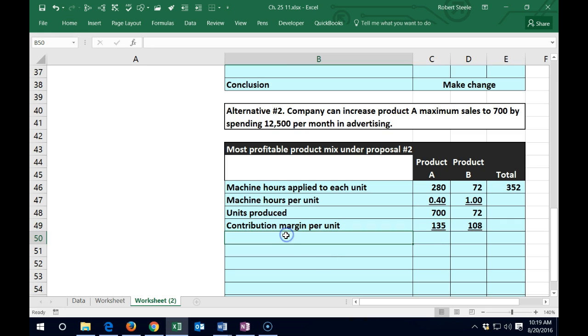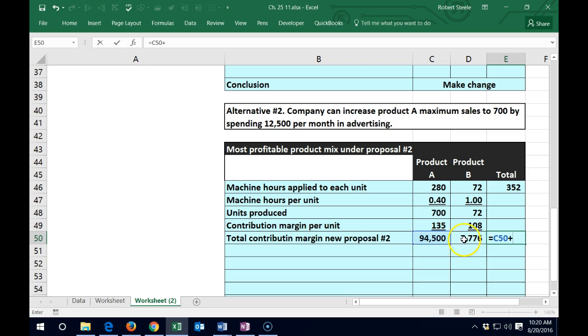And remember, the contribution margin per unit, that's how much we walk away with after each unit sold after variable cost, not including the fixed cost. We're going to multiply that out for the total contribution margin on the new proposal. So we'll say tab, this equals the 700 times the contribution margin 135 gives us the 94,500. This is going to equal the 72 times the contribution margin per unit 108, tab. And then we're going to add this up. This equals the 94,500 contribution margin for product A plus 7,776 contribution margin for product B is the 102,276.